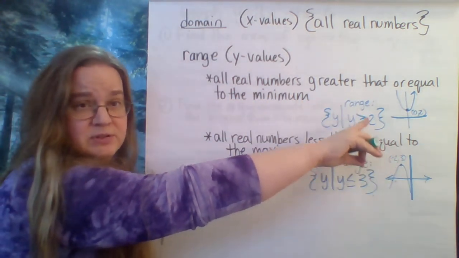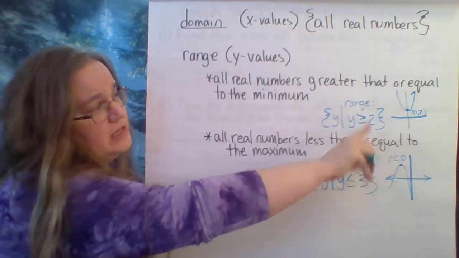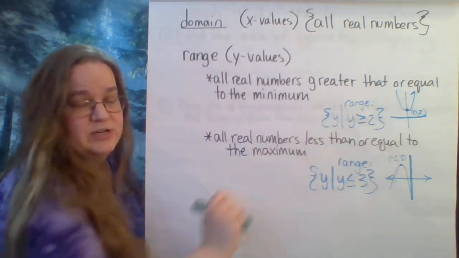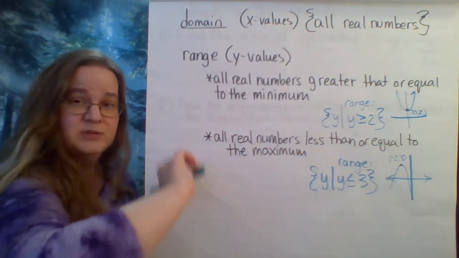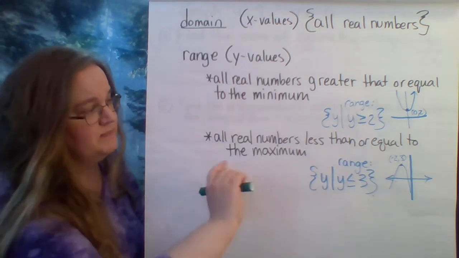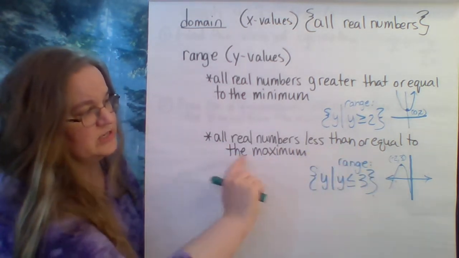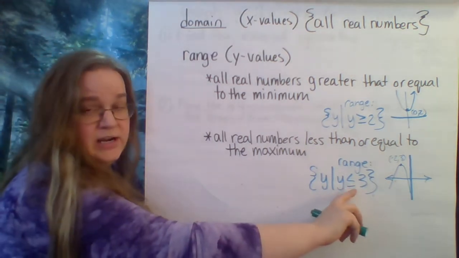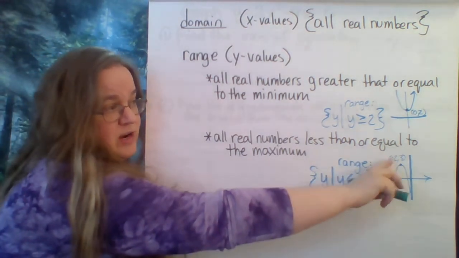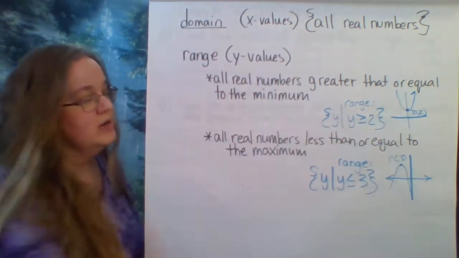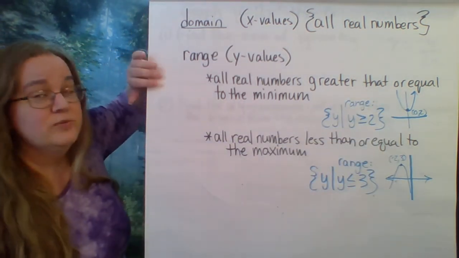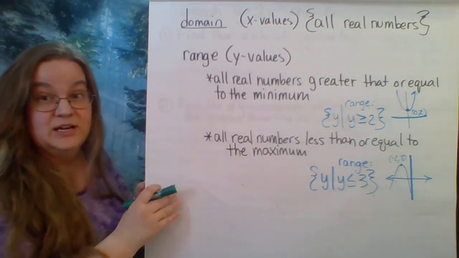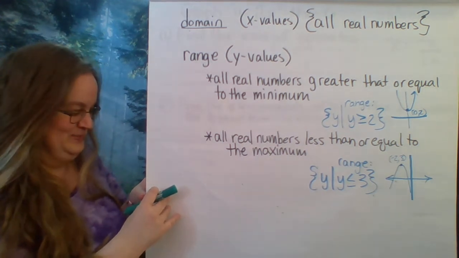So I gave you an example. Let's say the vertex is at (0, 2), and it's a graph that opens up. Then the range is y is greater than or equal to 2. If we have a maximum, so it opens down instead, it's all real numbers that are less than or equal to that maximum. So in this example, (-2, 3), y has to be less than or equal to 3 because the graph's going down. You're not going to have any values up here. Domain and range are two words that you should already be familiar with, but here it is in the context of quadratics.